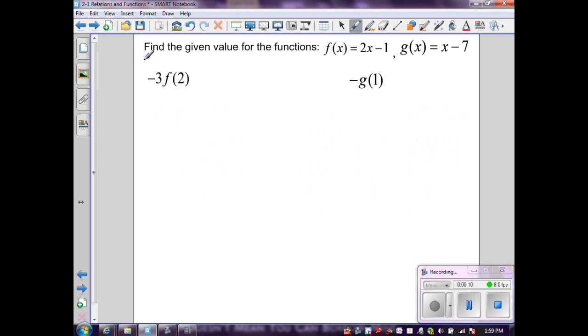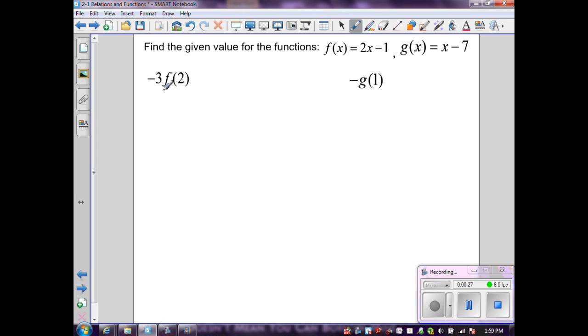Let's look at some more examples. Here we want to find the given value for the functions. Here we're given two functions. We have f of x, which is going to be 2x minus 1, and we have g of x, which is x minus 7. How do we determine which one we use? Well, in the example, it will tell us which one to use.